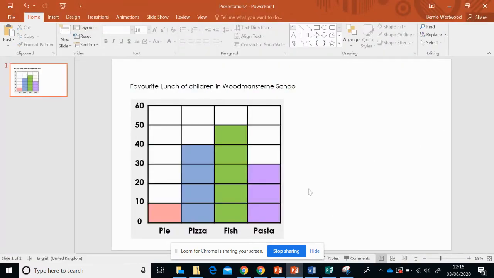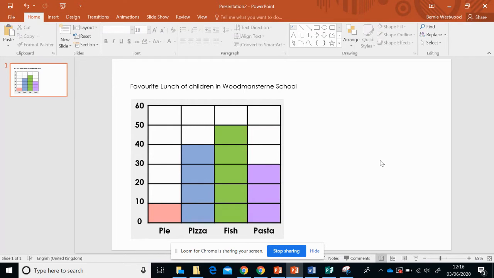So this block chart here is talking about favourite lunches of children in Woodmansterne. Now you can see that each block doesn't represent one here, it's actually representing 10 now. So pie, 1 child didn't vote for pie as their favourite lunch, 10 children did. Okay, the same with fish. 50 children chose that as their favourite lunch choice. And I'm sure you could tell me some more information from there.